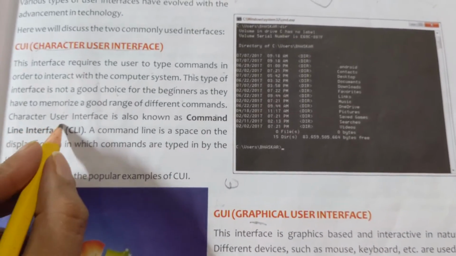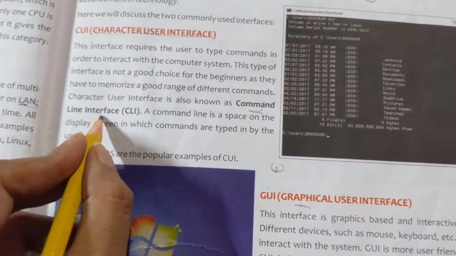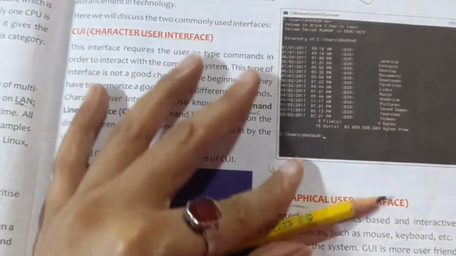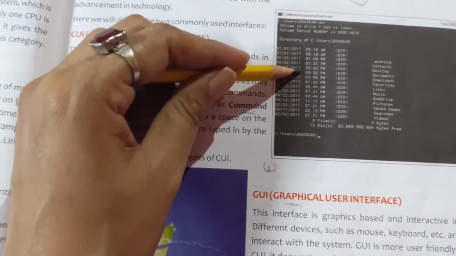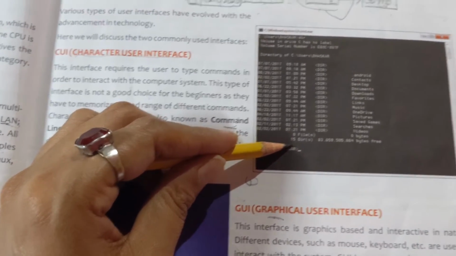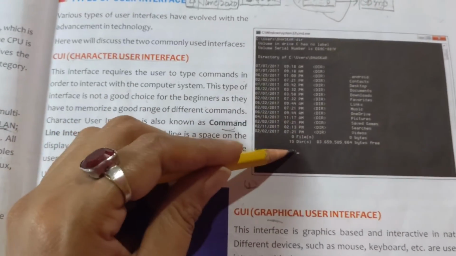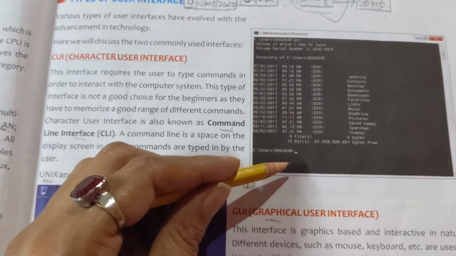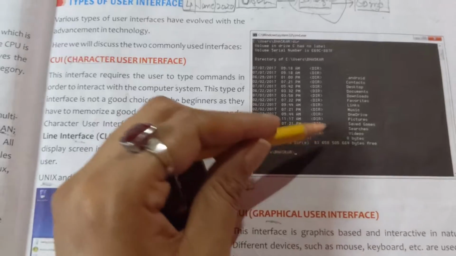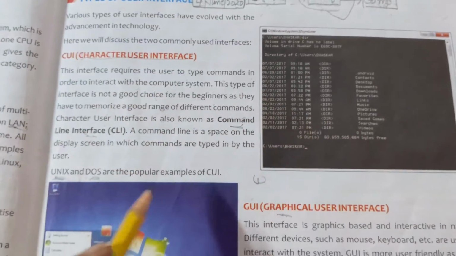So character user interface is also called a command line interface. It is also known as a command line interface. It is just a black screen, and over the black screen we have typing in a blue color, and if you want to communicate with the system, you have to type the commands, and for that you have to remember multiple commands.